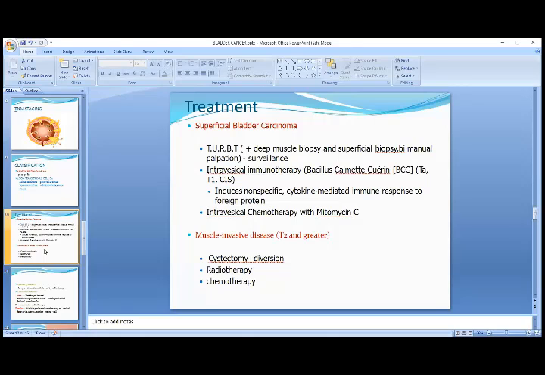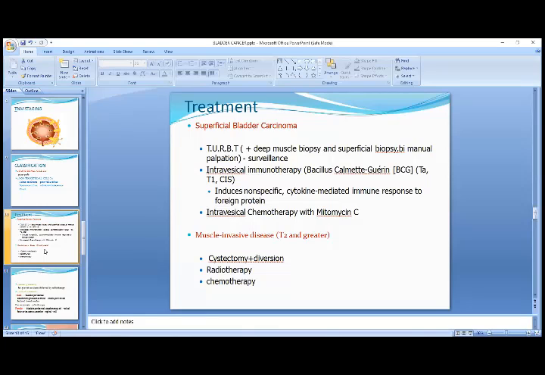For muscle invasive disease, that is T2 and greater, the disease has either involved the deep muscles, or it has microscopically or macroscopically involved the perivesical fat, or it is a locally advanced disease, or the disease has already spread distantly. So for these patients, that is T2 and greater in TNM staging, the treatment option is cystectomy and diversion.